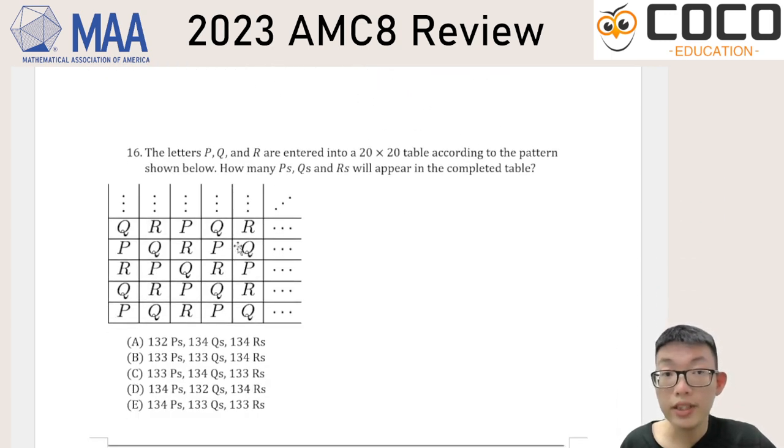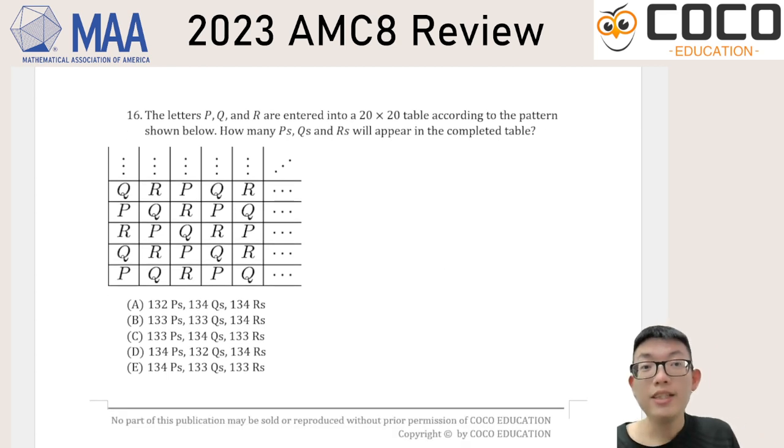Okay, next up is question 16. The letters P, Q, and R are entered into a 20 by 20 table according to the pattern shown below. How many P's, Q's, and R's will appear in the completed table?